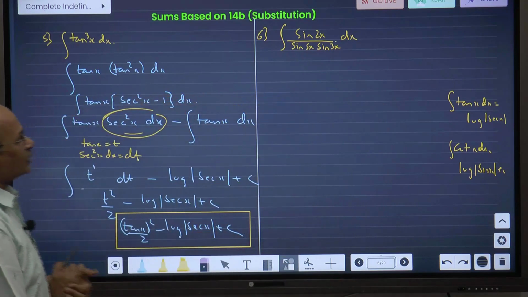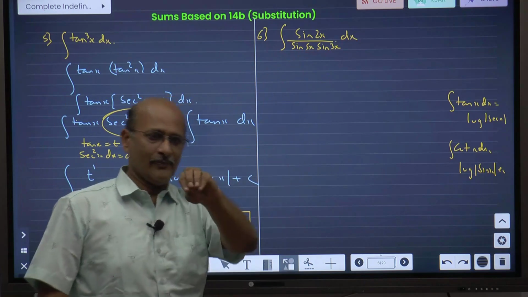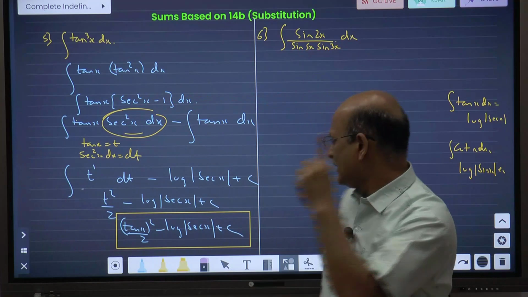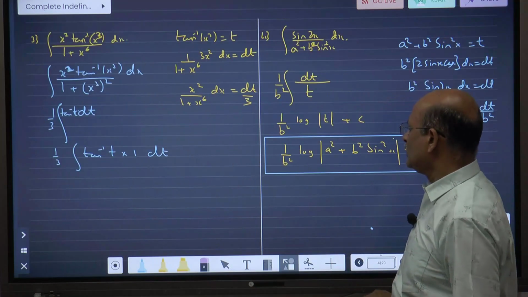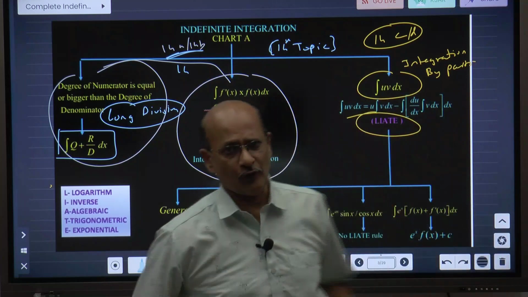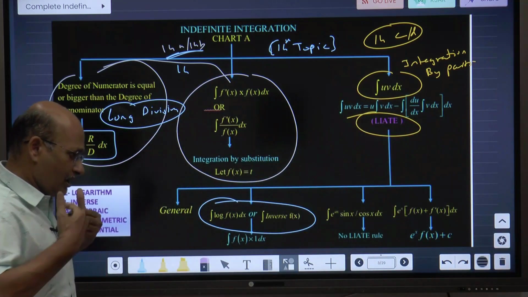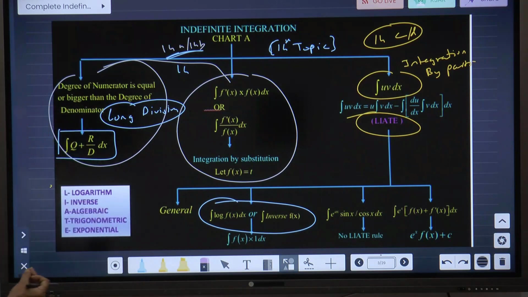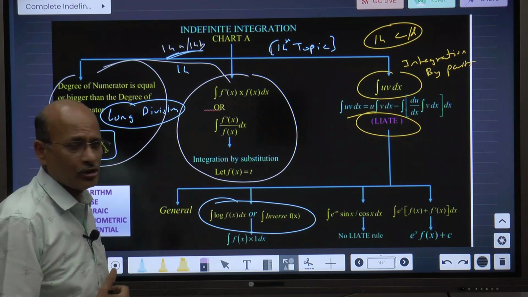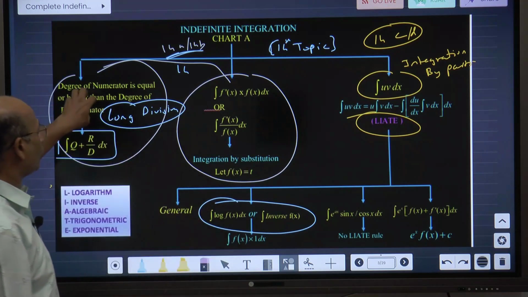Now let us take the next question. Now here, when I see this, there is no long division. Any sum, see, this is what I always tell the children: whenever any sum is given to you, remember this chart. This chart is a Brahmastra for you. I would not say commandment as such, but definitely it's a way of looking at the integration topic, because when any sum is given to you, take that sum and place it over here.